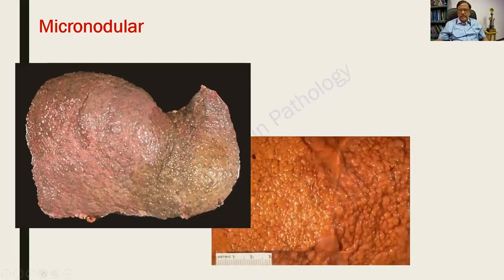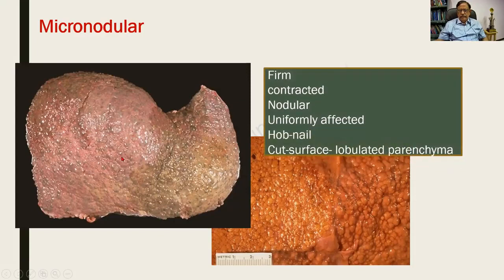And this is a cut surface again. I am able to see multiple nodularity throughout the surface. So this is the hepatic parenchyma, and these are all being divided by the fibrous septae, the external surface and the cut surface. The liver is firm, it is contracted, 1 kg in weight. Usually you find that there is a decrease in the size of the liver. The patient will be happy, but actually he has gone in for an irreversible damage.